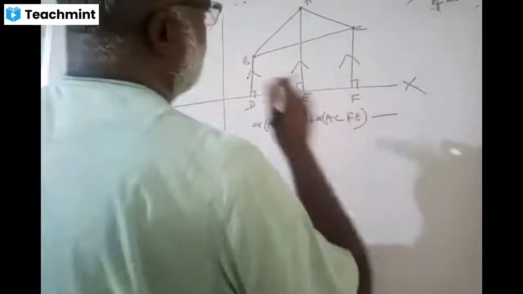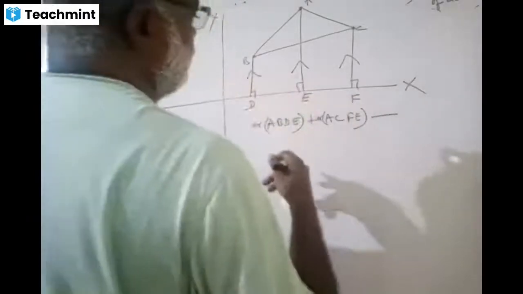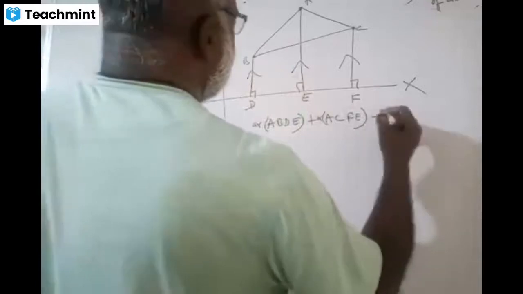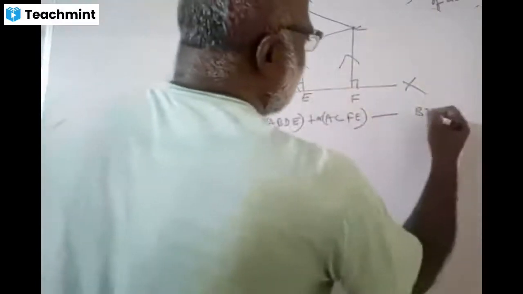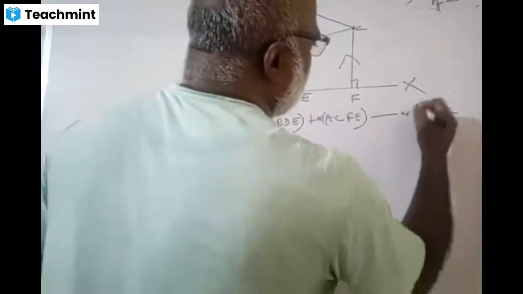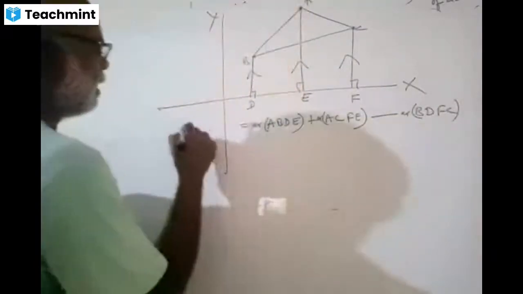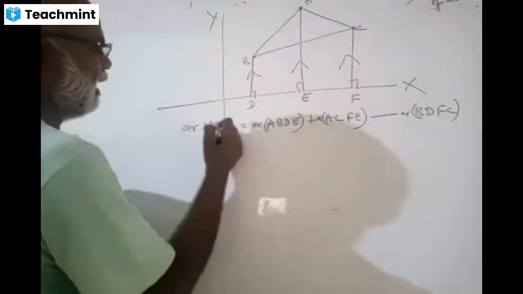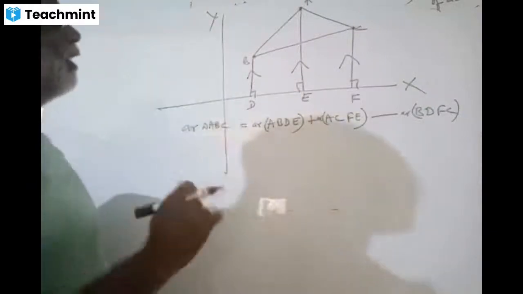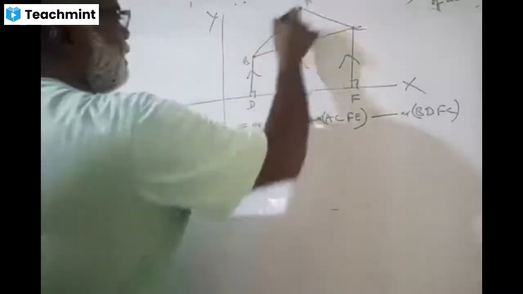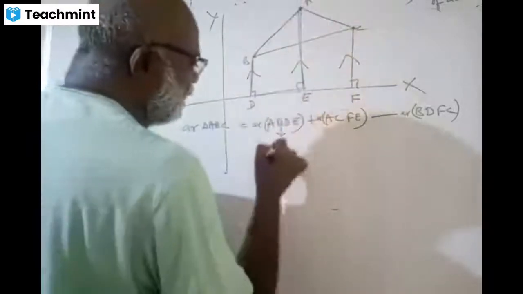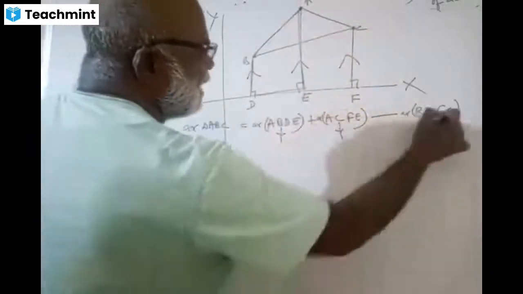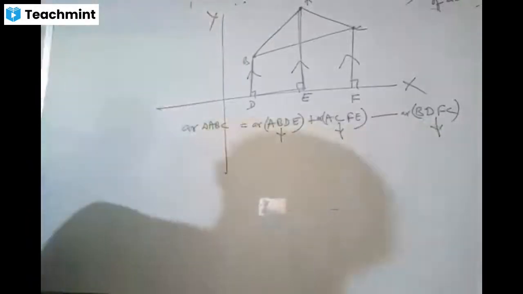No, hold on. Yeah, minus BDFC area is nothing but what? Area of a triangle ABC. Do you agree? Yes. This is number 1. What is this figure called? What do you call all these 3 figures? Anybody?